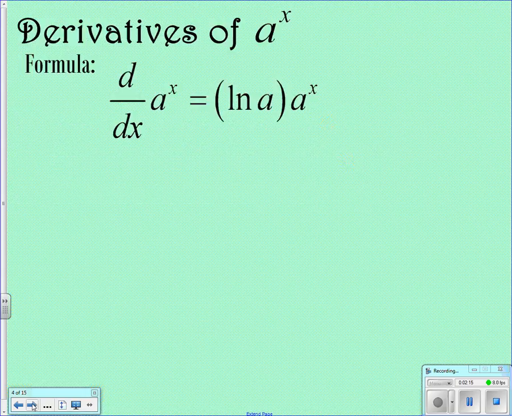The first two, you have a formula for it. The derivative of a to the x is the ln of a times a to the x. And so that's the formula. You do need to learn it. You'll have to be able to use that formula to be able to draw these.